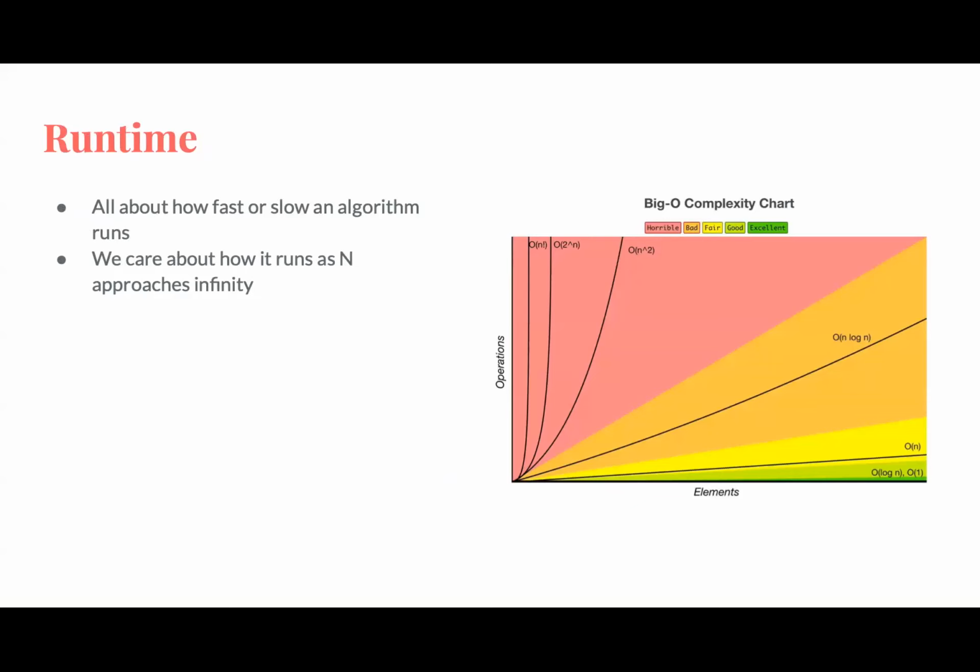All right, so asymptotics is basically going to be about runtime. So it's all about how fast or slow an algorithm runs. As you can see on the charts to the right, we have big O complexity charts. This is basically a chart of all the runtimes. We have our good ones, which are constant time, log n, and sometimes linear. Our not so good ones are factorial, exponential, and quadratic. And we care about how fast an algorithm runs as n approaches infinity, because that's what asymptotics is all about.